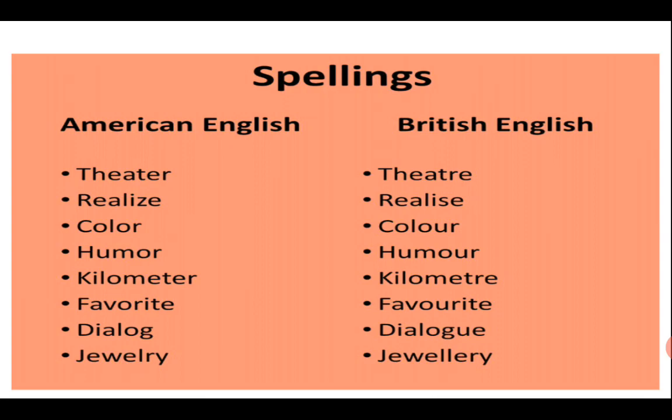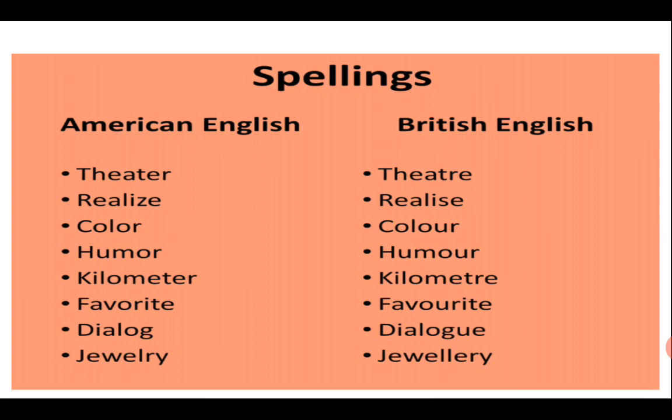Color, used in American English. So we are skipping u in color in American English, whereas we are using u in British English, colour. Let's look at the other word, dialog. And let's look at the British English, dialogue. We are using u in British English and we are skipping u in American English.